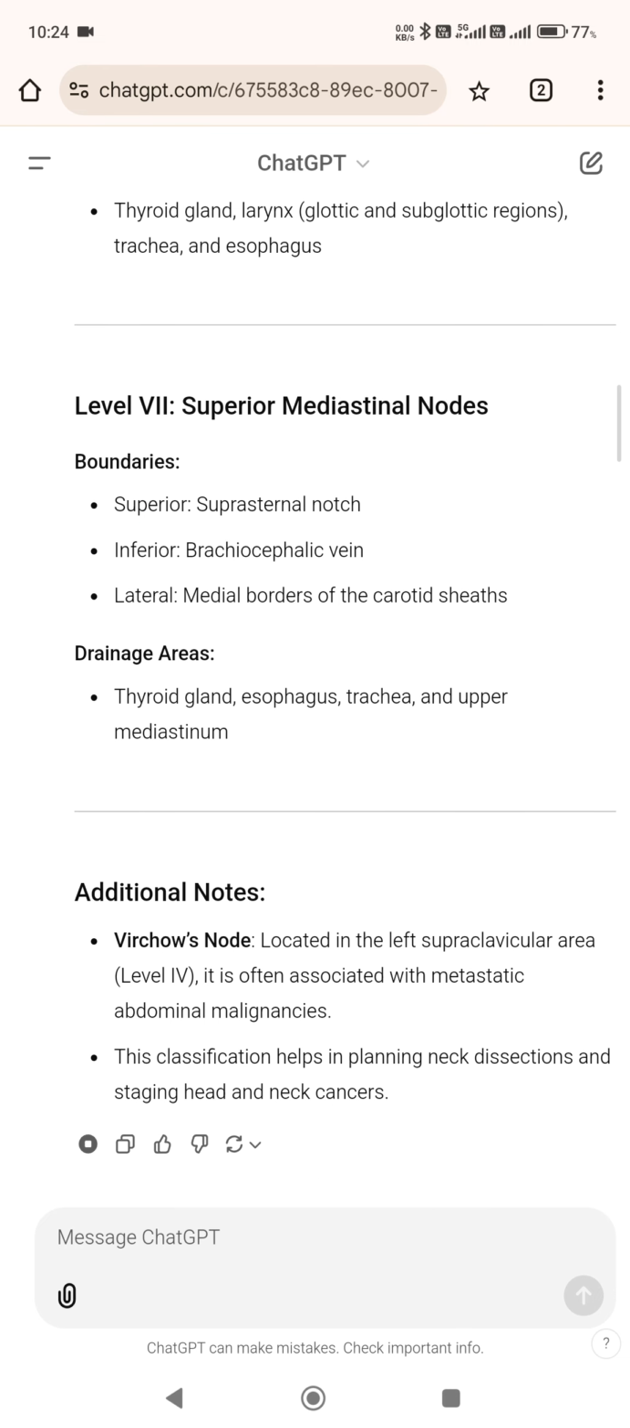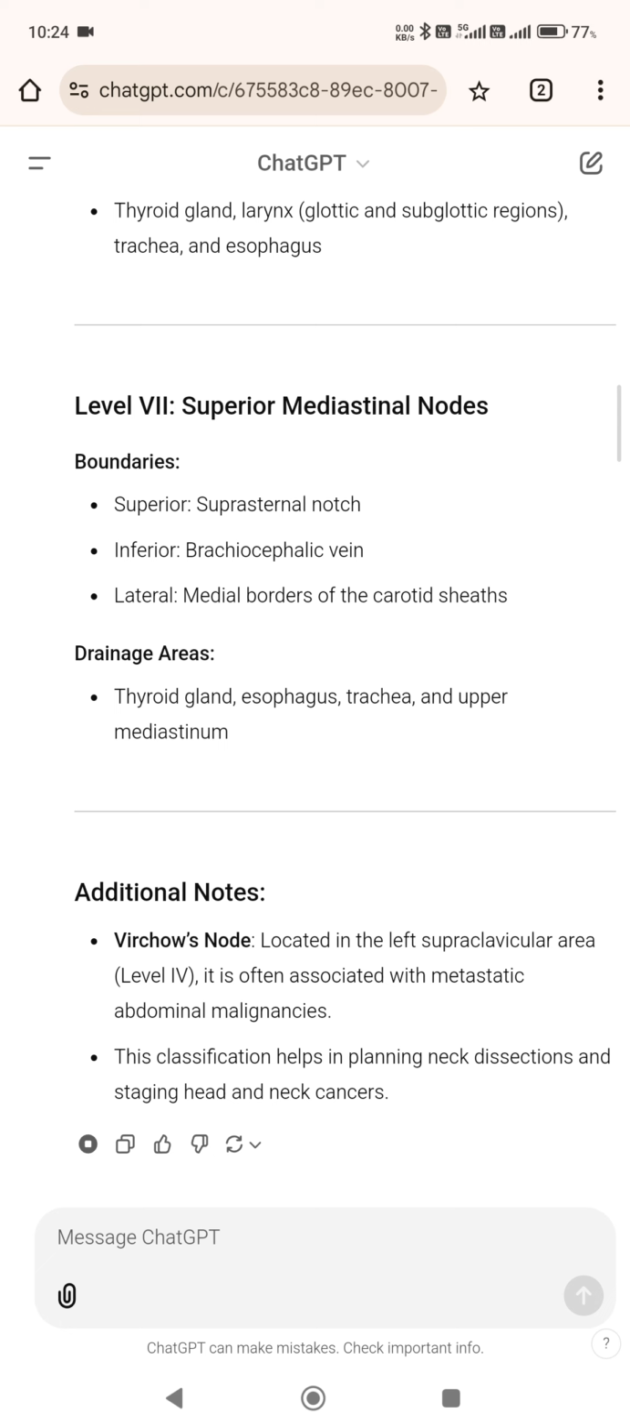Level 7, superior mediastinal nodes. Boundaries. Superior, suprasternal notch; inferior, brachiocephalic vein; lateral, medial borders of the carotid sheaths. Drainage areas. Thyroid gland, esophagus, trachea, and upper mediastinum.